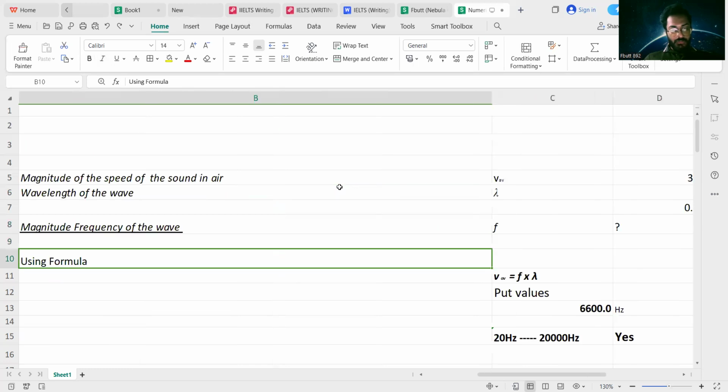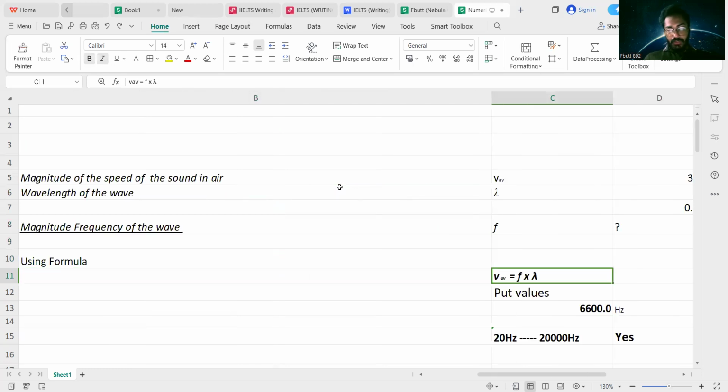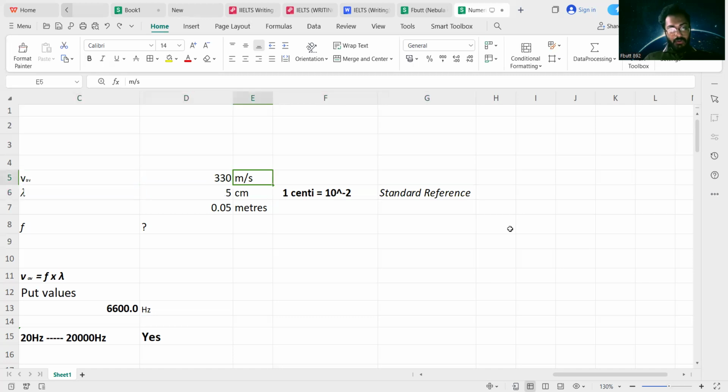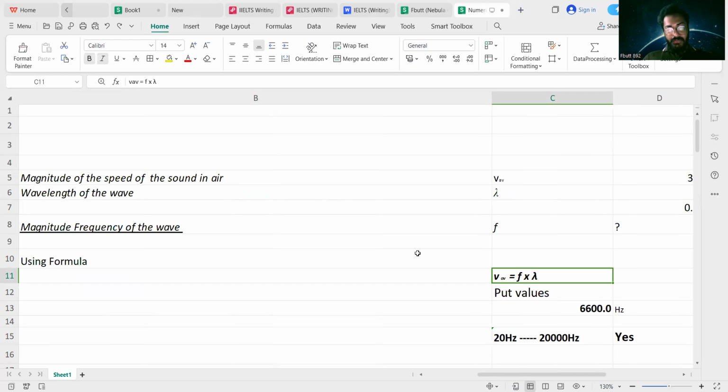In calculation using formula, what is the formula? As we have to find the magnitude of the frequency of the sound wave, and we are given the wavelength of the sound and the average speed of the sound in meters per second, we'll use the formula average speed is equal to frequency multiplied by wavelength. On the right hand side, the wavelength is multiplying with the frequency. To find the frequency, by shifting the wavelength to the left hand side of the equation, it will be divided by the average speed.